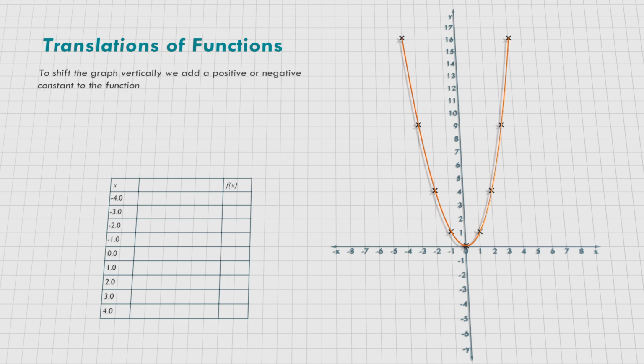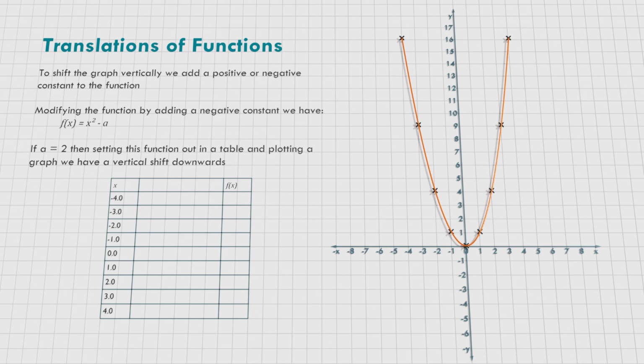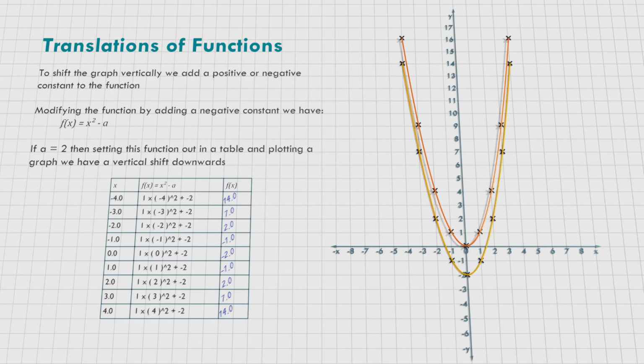To shift the graph vertically, we add a positive or negative constant to the function. Modifying the function by adding a negative constant, we have f(x) equals x squared minus a. If a equals 2, then setting this function out in a table and plotting a graph, we have a vertical shift downwards.